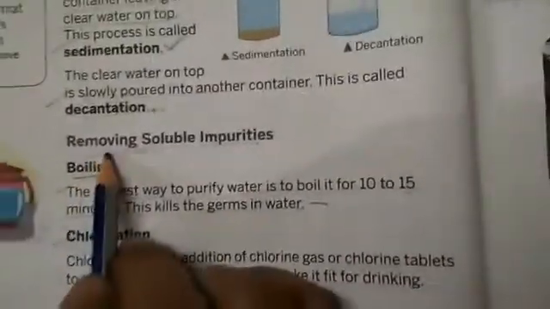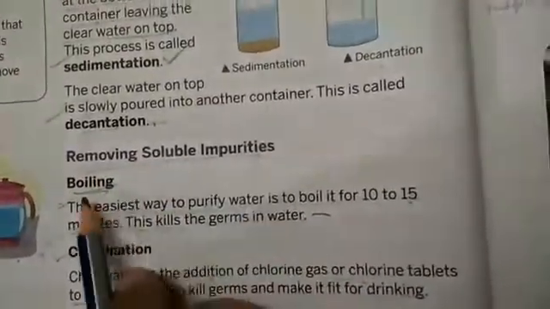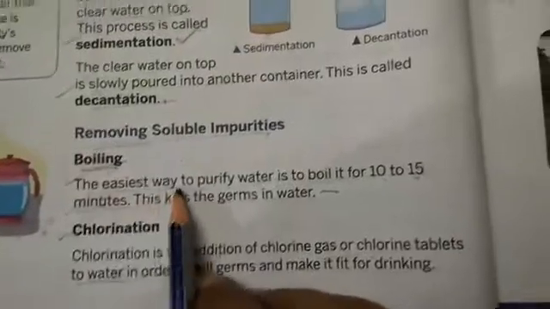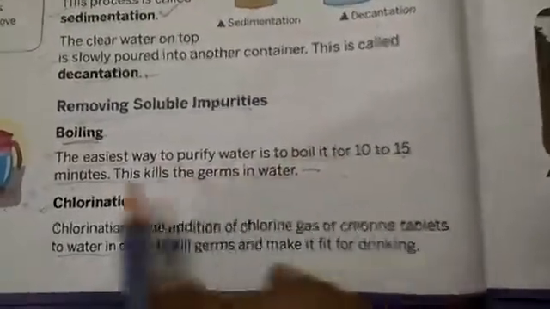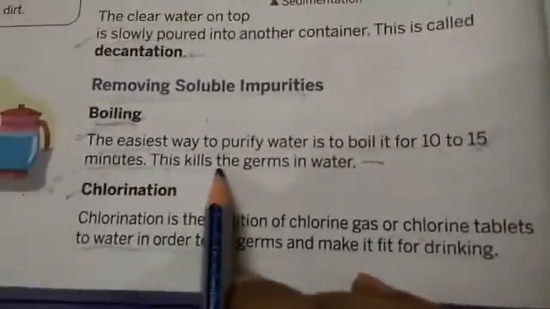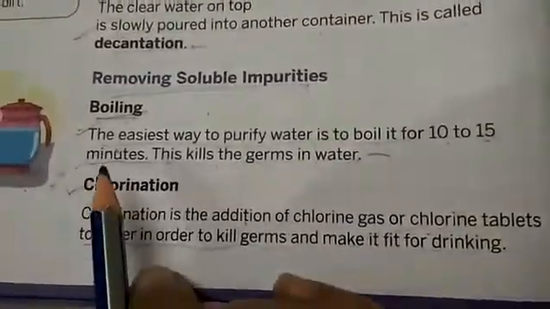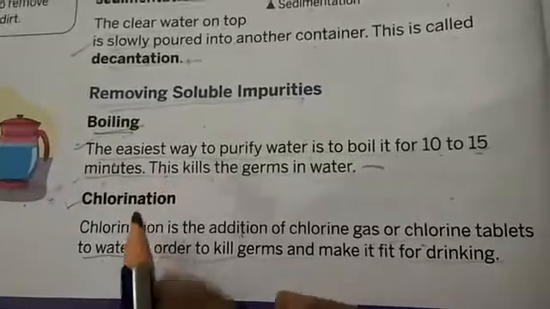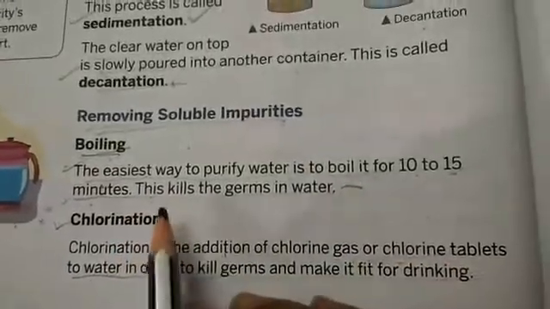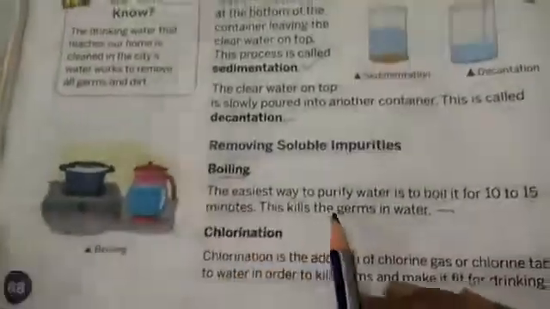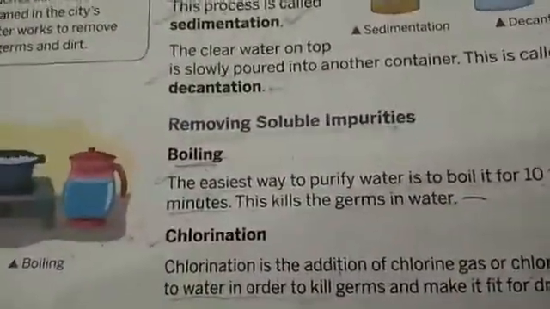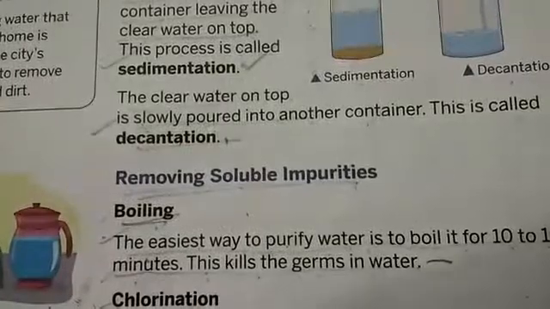Now we'll learn removing soluble impurities, boiling. The easiest way to purify water is to boil it for 10 to 15 minutes. This kills the germs in water. Now, you have to boil the water. When you boil water for 10 to 15 minutes, all the germs are killed, and then we can later on fill the water.